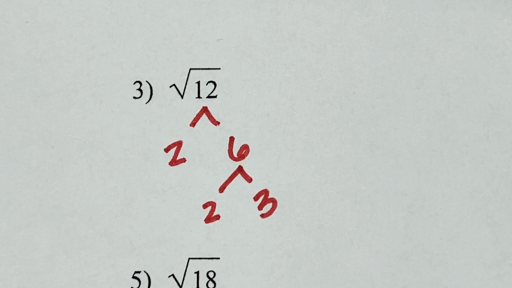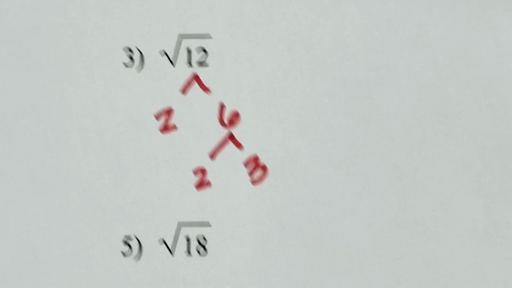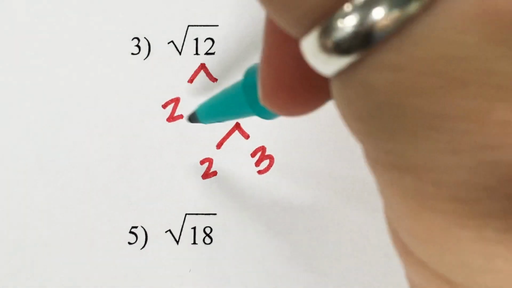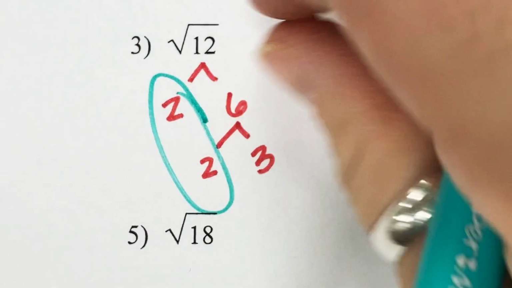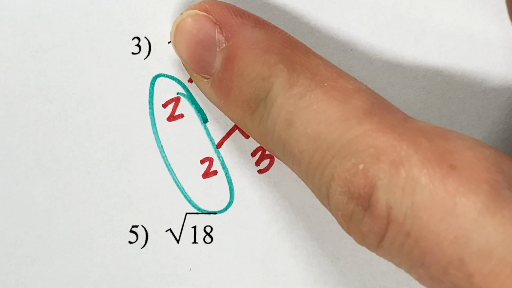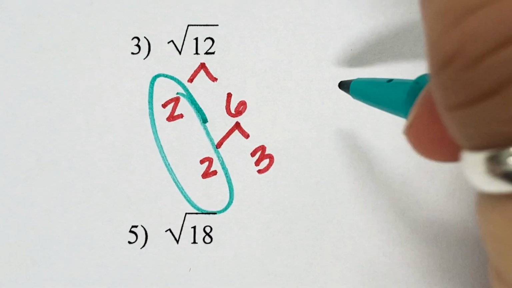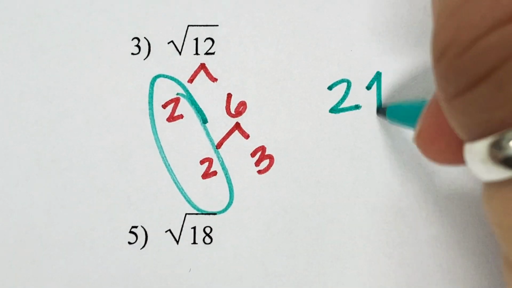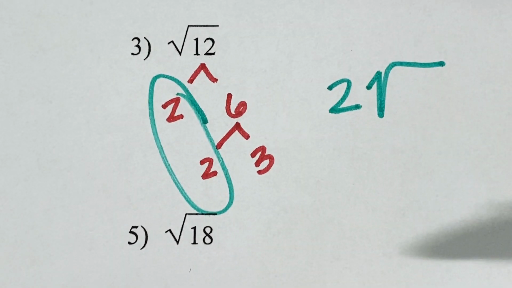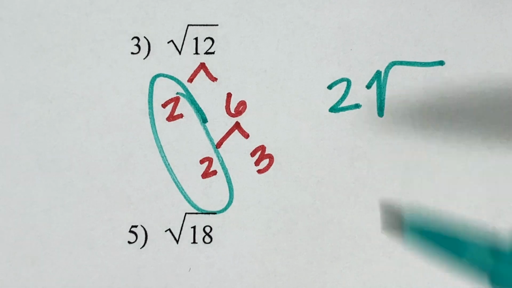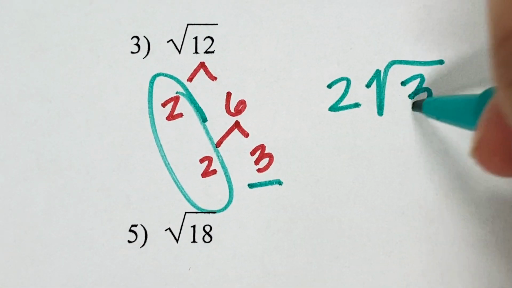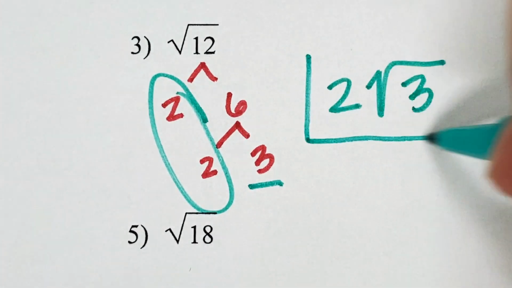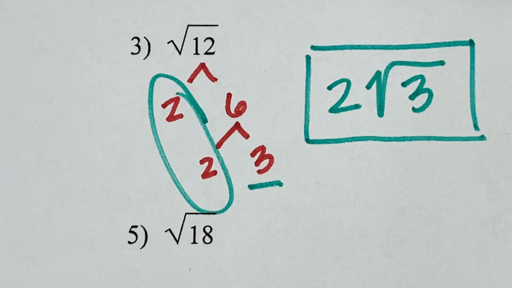So what is my number that can pair up and go on a date? I see that I have a pair of 2s. Don't look at 12 and 6. We broke those down. They're not there anymore. These 2s created one couple that could leave my radical and go on a date. But what is the sad third wheel number that has to stay in? It's going to be that 3. So our final answer is 2 root 3.